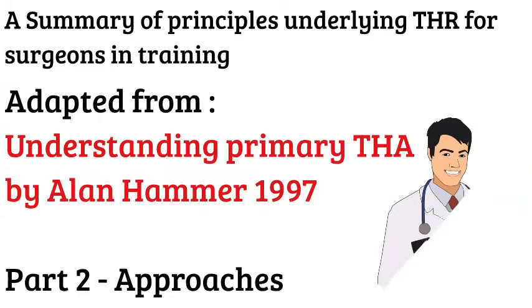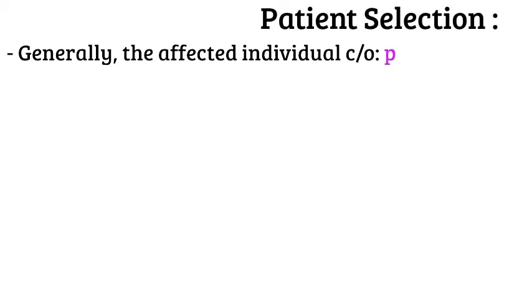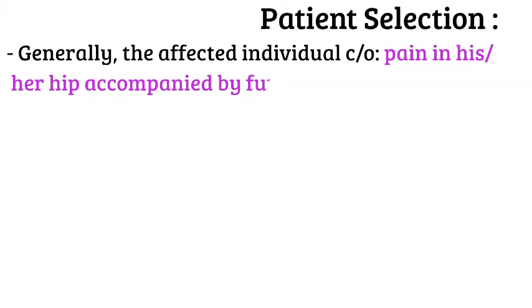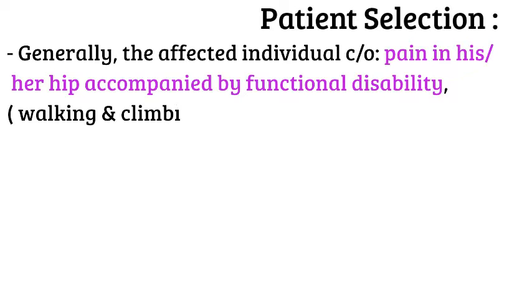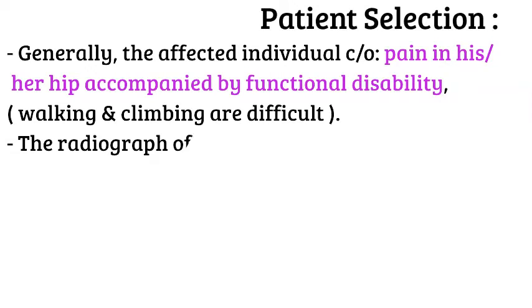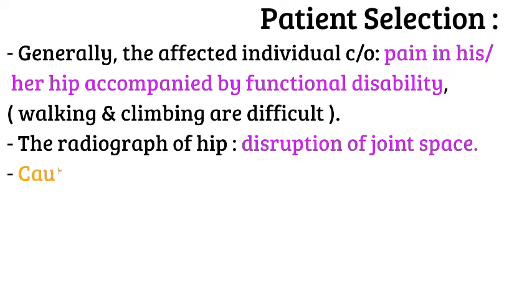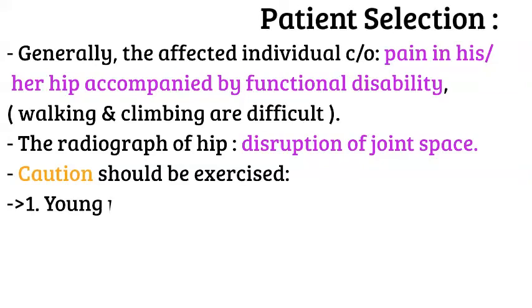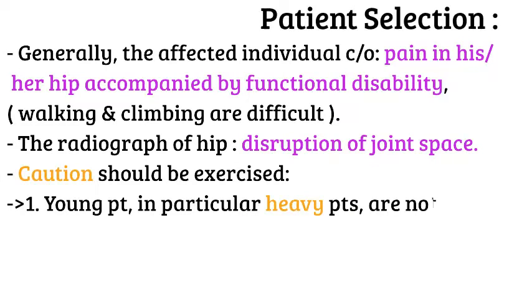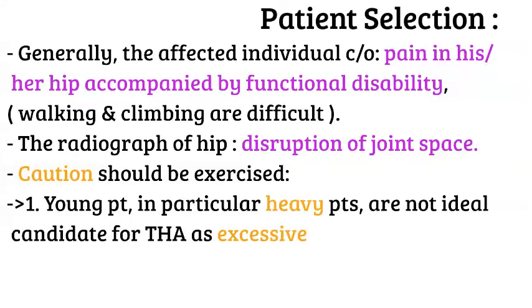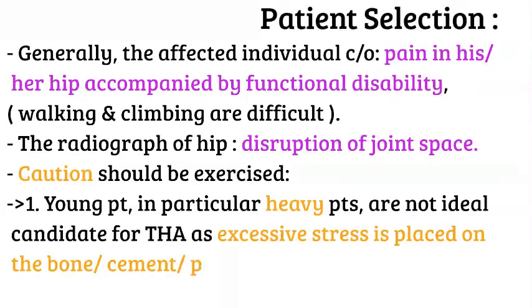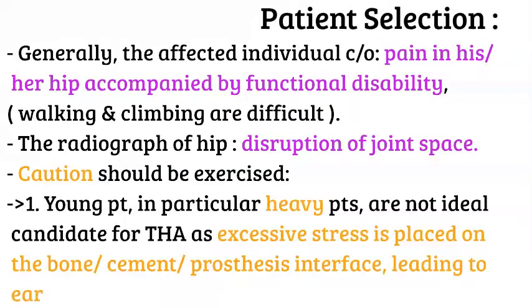We start off with patient selection. Generally, the affected individual complains of pain in his or her hip accompanied by functional disability, in as much as walking and climbing are difficult. The radiograph of the hip shows disruption of the joint space. There are, however, a few cases where caution should be exercised.